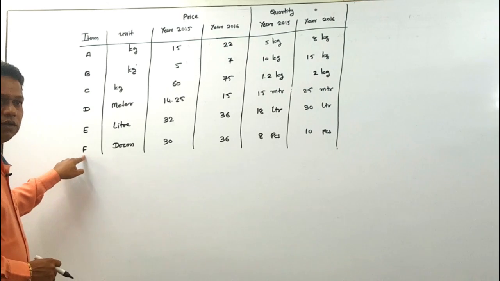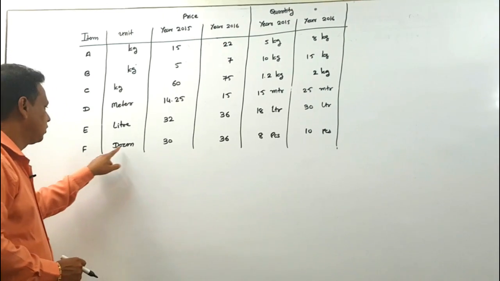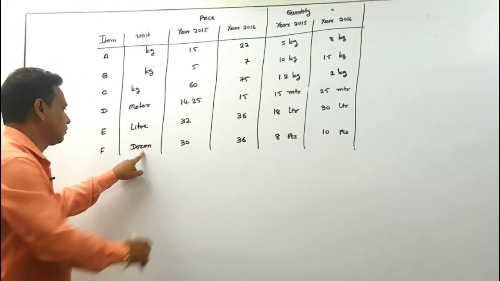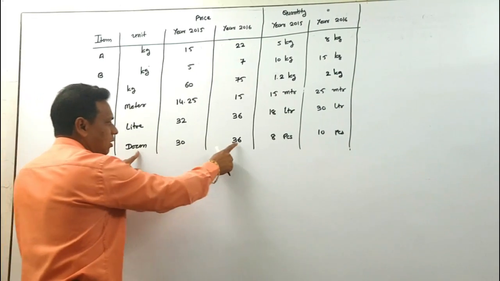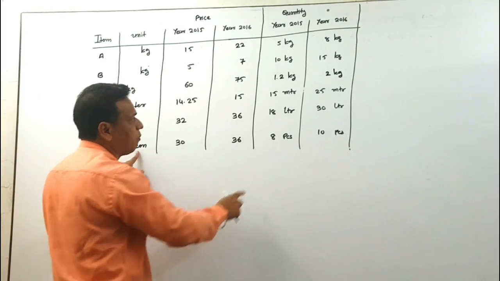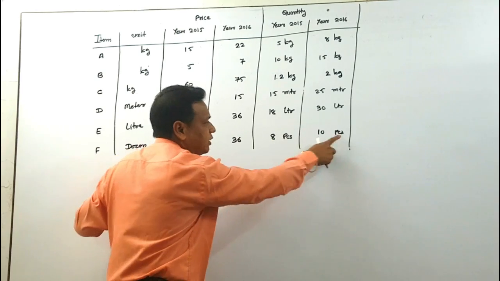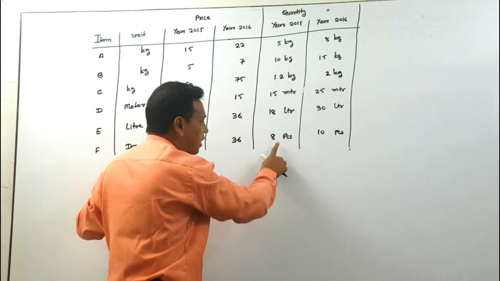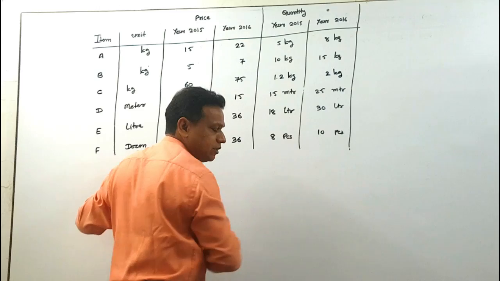Now the last commodity, F. They have given dozen, 30 rupees per dozen and 36 rupees per dozen, but the quantity is available in pieces, 8 pieces and 10 pieces.